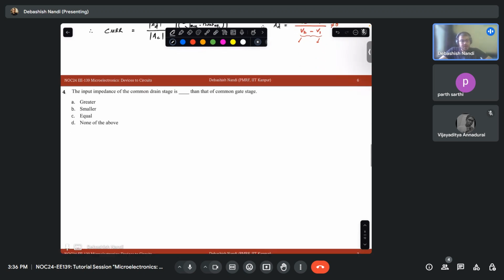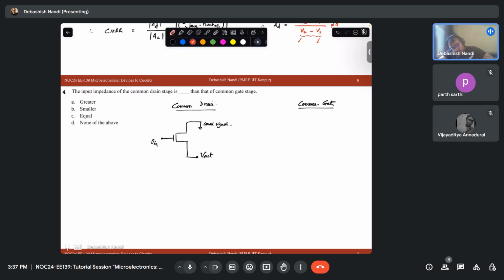Okay. So moving on to the next problem. The input impedance of a common drain stage is dash than that of a common gate stage. So we have common drain, we have common gate. How will your common drain stage look? Here you will take your output. Here you will give your input, and this will be, in small signal sense, let's say, ground. Small signal ground.